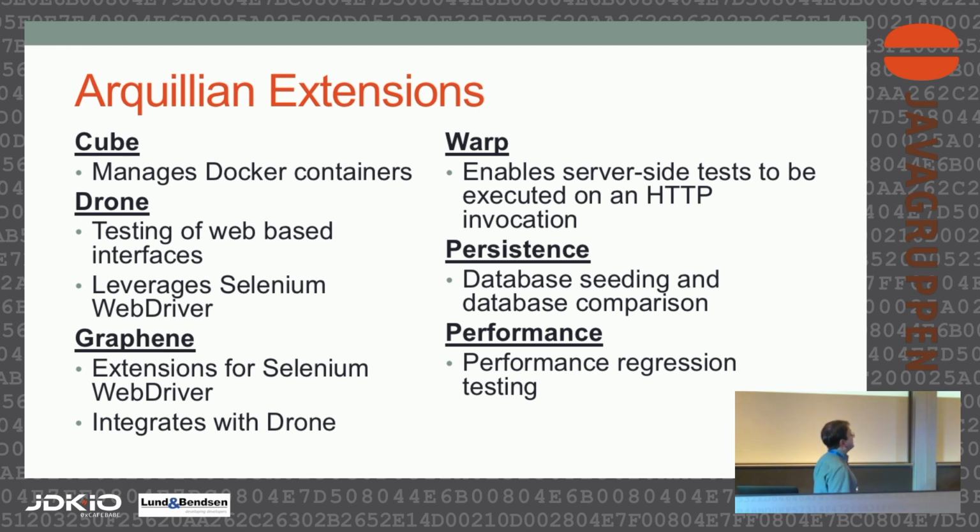Drone, which is testing of web-based applications and leverages and wraps the Selenium WebDriver for you. Graphene, which is a set of extensions for Selenium, basically rests on top of Drone, which improves the ability of you to write reusable tests and integrates with Drone. Warp, which we'll see briefly, which enables server-side tests to be executed on an HTTP invocation.